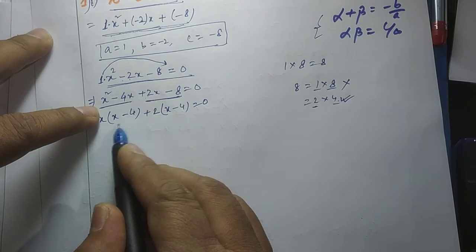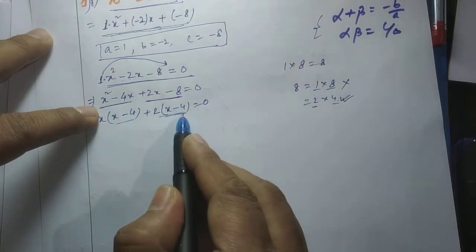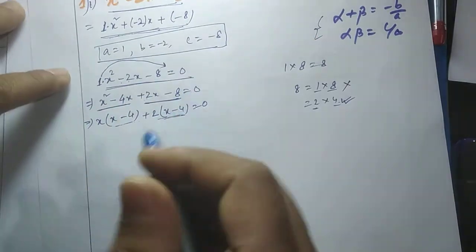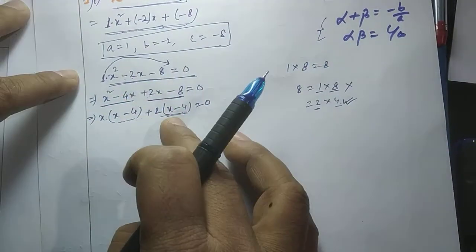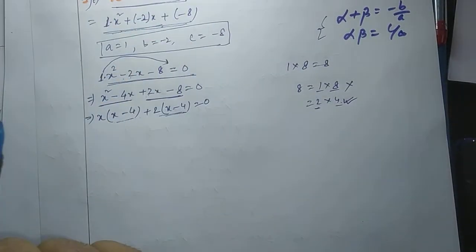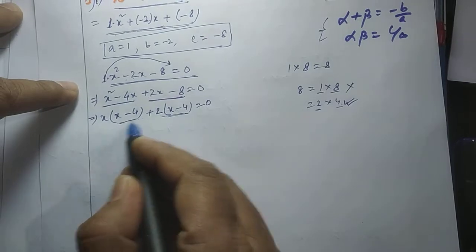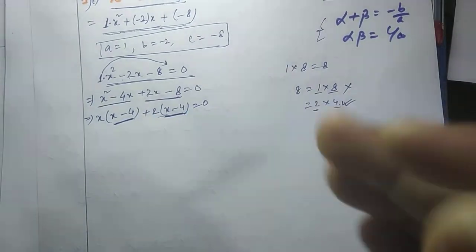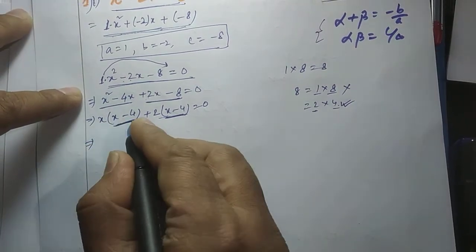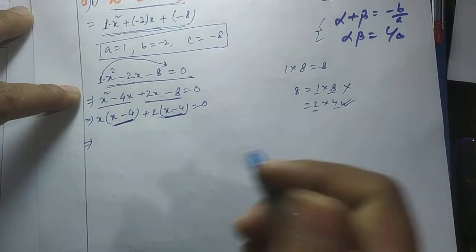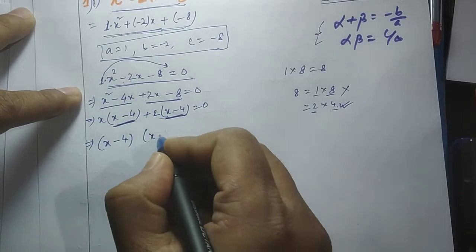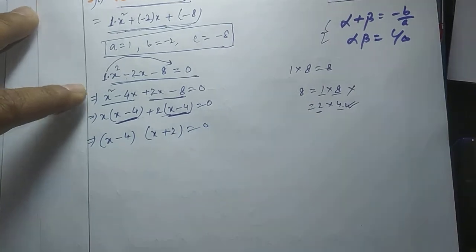Now here, see here, we have got the same factors, x minus 4. Means we are going in the correct way. We are happy. But if somehow you get different factors, means we have done something wrong in the previous step. We have to recheck. But here we got the same factors, means we are going the correct way. We are happy. Now taking x minus 4 common from the whole, then it becomes x minus 4 into x plus 2 equal to 0.